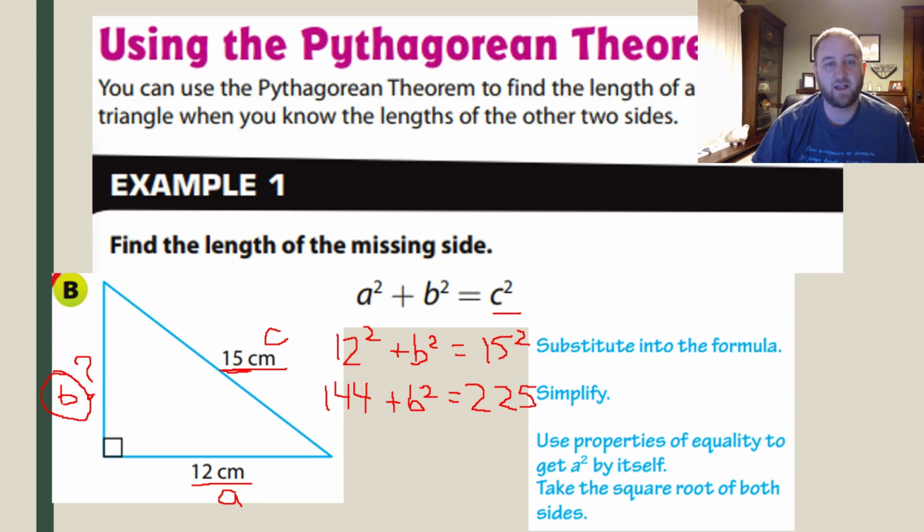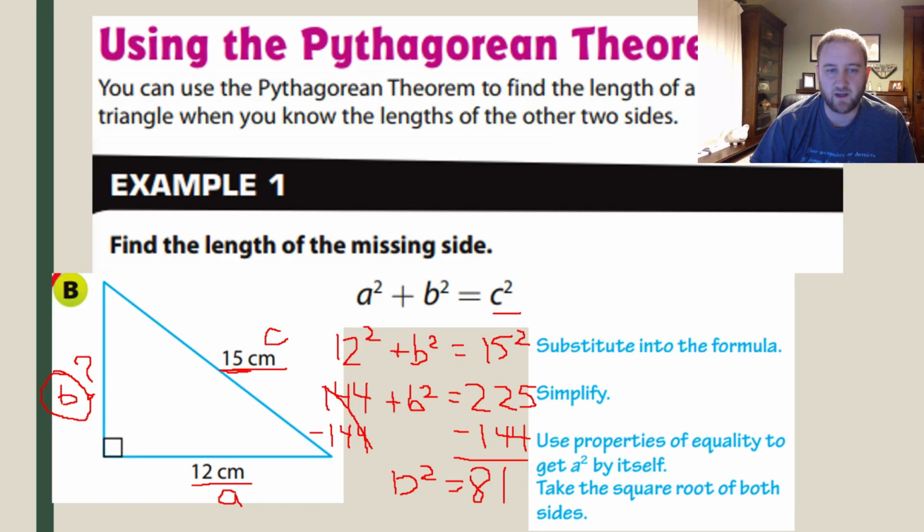Okay, now we want to try and get b by itself. So first we want to get rid of this 144 by subtracting it from both sides. That cancels it out there, and now we'll subtract it on this side as well. So now we have b squared equals 225 minus 144. Some of you can probably do that in your head. Some of you may need to plug that into a calculator, but 225 minus 144 is 81.